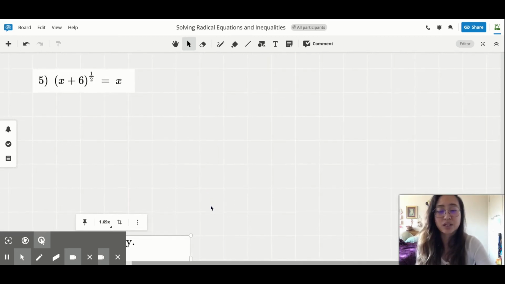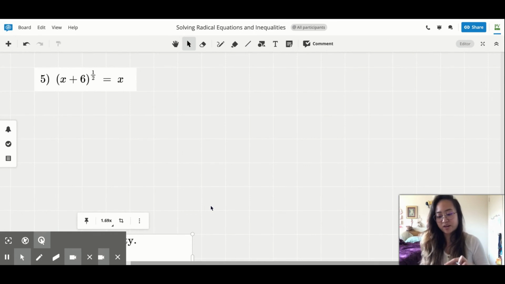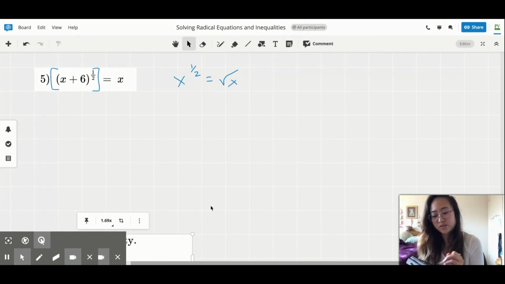And the last one that we need to check solutions on, number 5. So notice that it's x plus 6 to the 1/2. Remember that anything to the 1/2 is the same as the square root. So to get rid of this, we can just take the reciprocal of that exponent, which then is 2. So if we're going to be squaring or getting rid of that 1/2 by squaring it, we have to do the same to the right side. So the exponents are gone, and we have x plus 6 equals x squared.